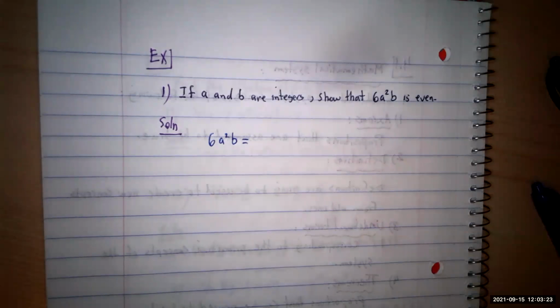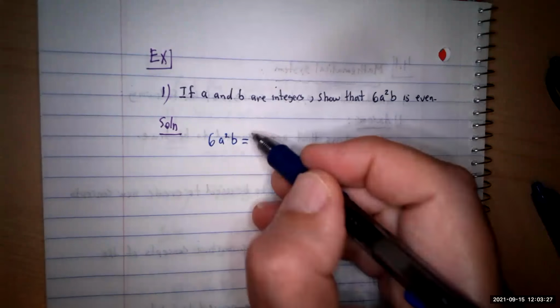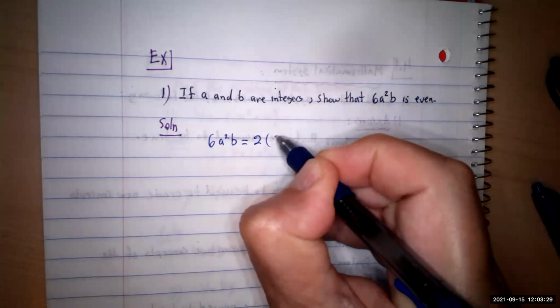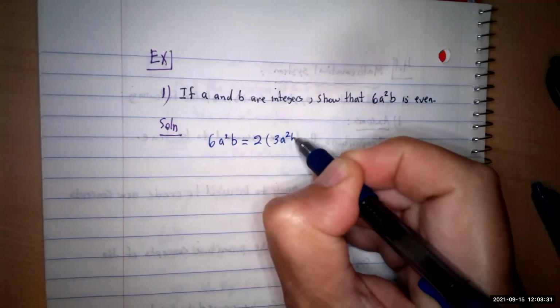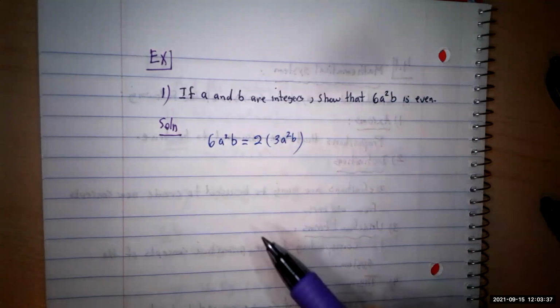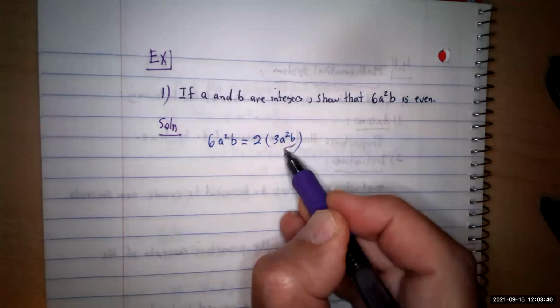You pull out the 2. It's a 6, and 6 is 2 times 3. So we can write it as 2 times 3a squared b. You see? a and b are all integers, so what you can do is call all of that k.